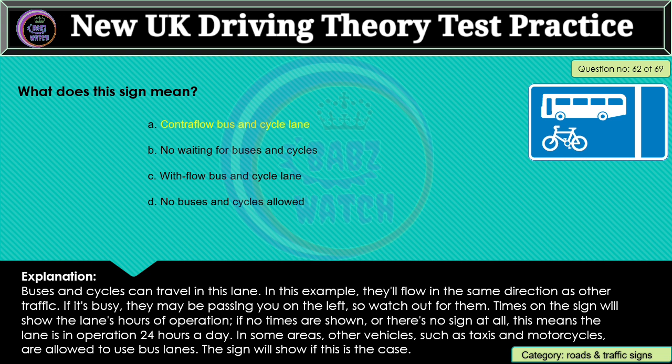Explanation: buses and cycles can travel in this lane. In this example, they all flow in the same direction as other traffic. If it's busy, they may be passing you on the left, so watch out for them. Times on the sign will show the lane's hours of operation. If no times are shown, or there's no sign at all, this means the lane is in operation 24 hours a day. In some areas, other vehicles, such as taxis and motorcycles, are allowed to use bus lanes. The sign will show if this is the case.